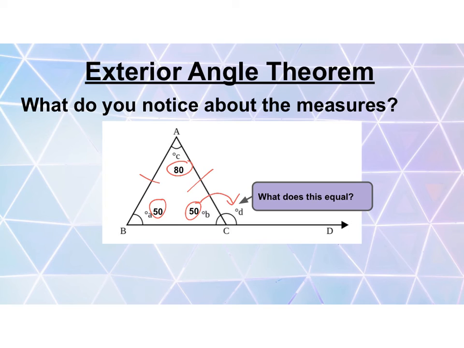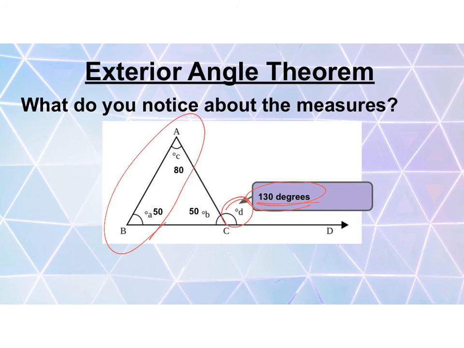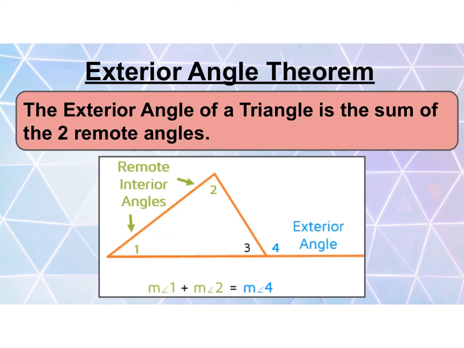What does this one equal? Well, it's right next to a 50. These two have to be supplementary, so this is going to equal 130. So we have 130 degrees. How does this outside angle compare to these two far away angles? Well, right next to it, it's 50 because we know it's supplementary. But look, 80 plus 50 is 130. So this outside angle equals these two far away angles when we add them together. And that's where our exterior angle theorem comes from.